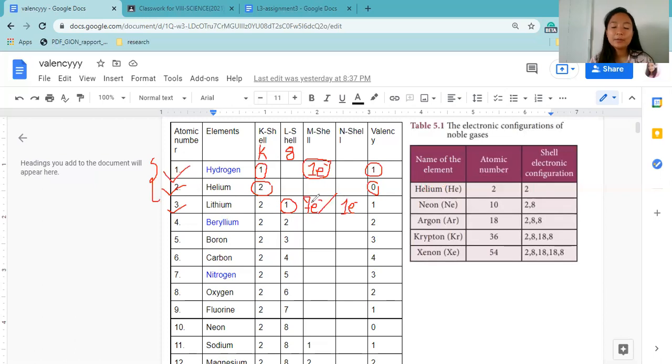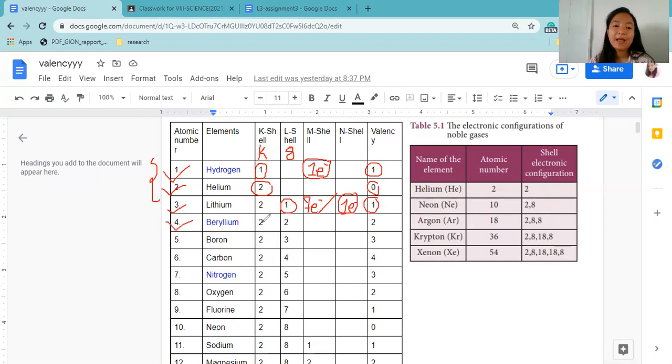Now, when we compare these two conditions, it's much easier for the element to lose one electron than to bring in 7 electrons. The energy required to remove one electron is much less than the energy required to bring in 7 electrons. So because it's easier to remove one electron, the valency of lithium is 1.